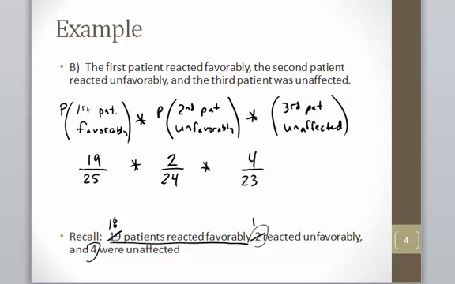19 times 2 times 4 gives me 152. And on the bottom, 25 times 24 times 23 gives me 13,800. And again, we need to reduce that either on your calculator or by hand to give you 19 over 1725 as your final answer.